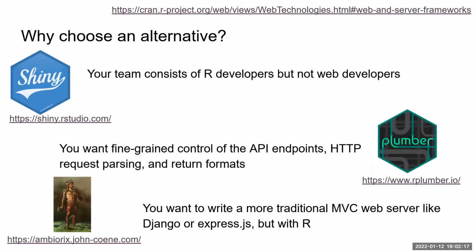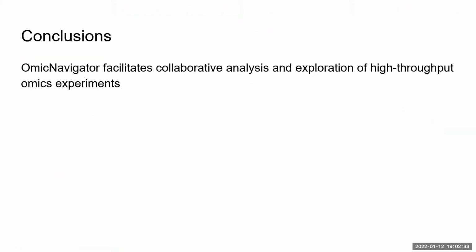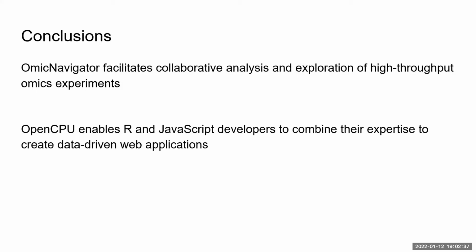Sorry, there's a link at the top. This is only a very small subset. There are lots of options. You can go to the CRAN task view on web technologies. It has a list of all the available web and server frameworks, so you can find out what would work best for you. So in conclusion, OmicNavigator facilitates collaborative analysis and exploration of high-throughput omic experiments, and more generically, OpenCPU enables R and JavaScript developers to combine their expertise to create data-driven web applications.